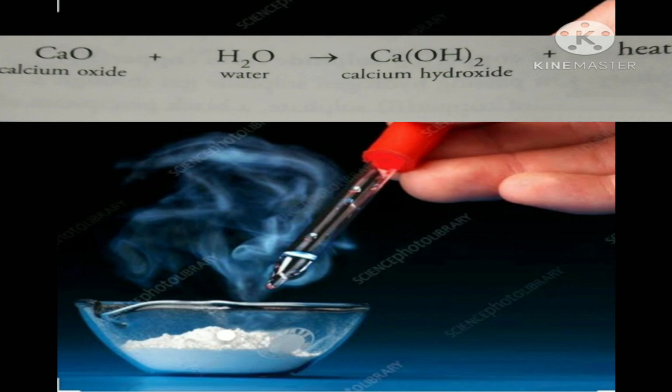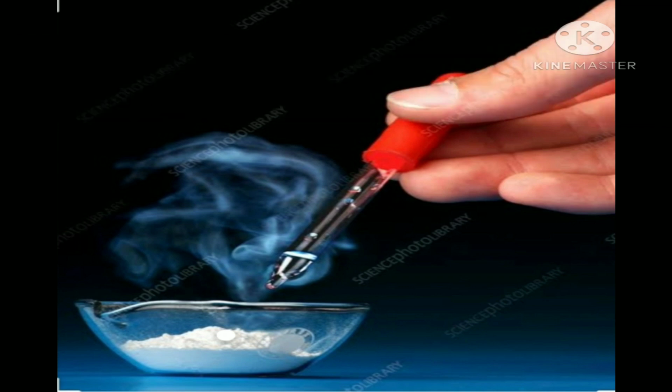So if we take, and that is nothing but calcium oxide. So take a very small amount of quicklime or calcium oxide and add some amount of water to it. You will see that a huge amount of heat is produced. When you even hold the container, it becomes very hot, indicating a large amount of heat is being produced. So it is an exothermic reaction.